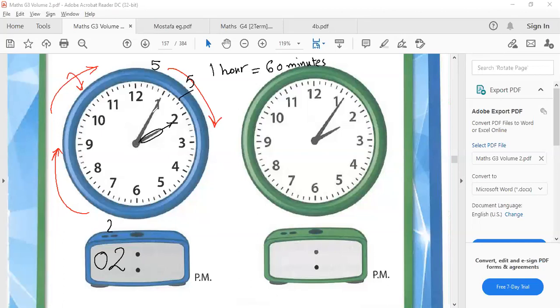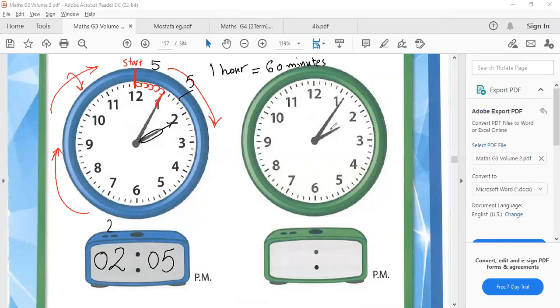And what about minutes? How many minutes after 2? Let's count. We start counting from the starting point at 12 o'clock. Start counting from here, from 12. So after 12, you have how many minutes? 1, 2, 3, 4, 5, and then we found the minutes hand. So the minutes hand is after 5 minutes. So it will be 2 and 5 minutes, like this.